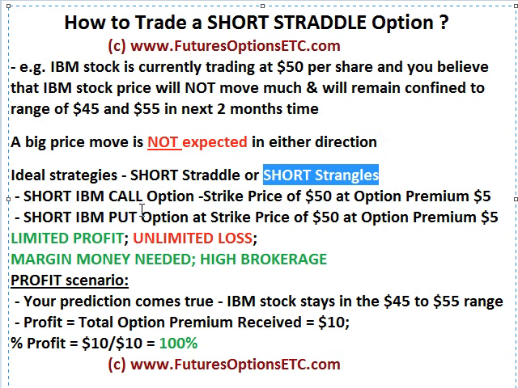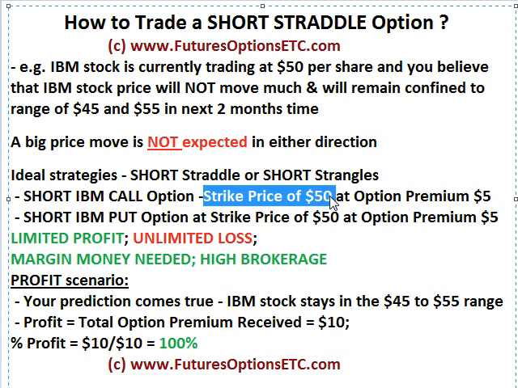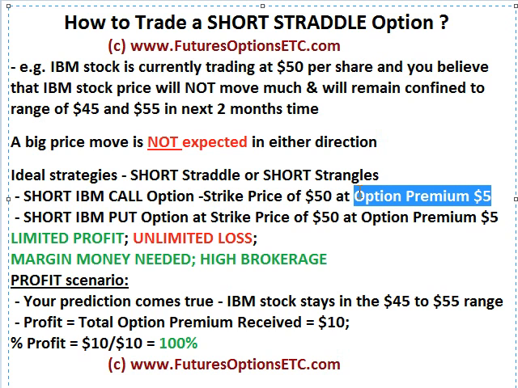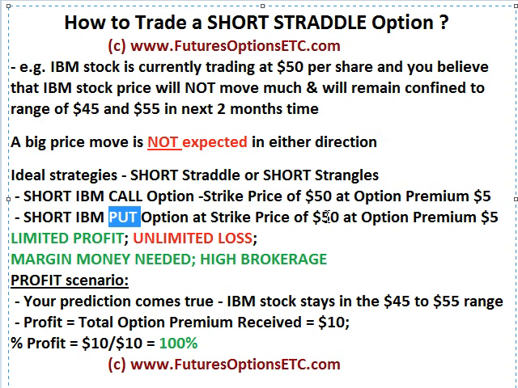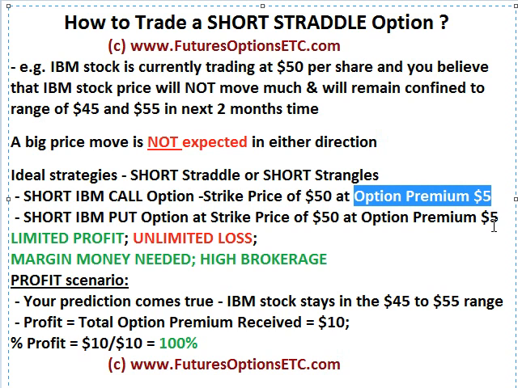So to constitute this particular short straddle, what you need to do is short one IBM call option with the ATM strike price. Since this underlying is trading currently at $50, the ATM strike price will be $50, and suppose from this short sale you gain an option premium of $5. Similarly, also short one IBM put option at the same strike price of $50, which is again at the money, and you again receive another $5 as option premium. So the total option premium that you receive is $10.